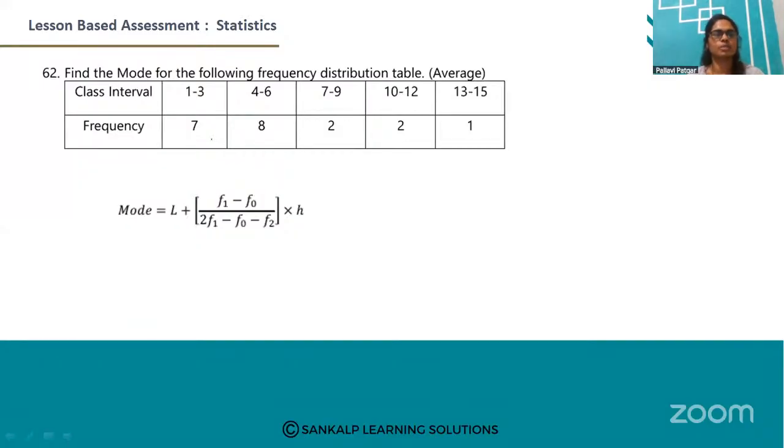Look at question number 62. Find the mode for the following frequency distribution table. Here the modal class is the class interval with the highest frequency. In this table, the highest frequency is 8, which corresponds to the class interval 4 to 6. Okay. So identify the variables for the mode formula. Here, the lower limit L of the modal class.